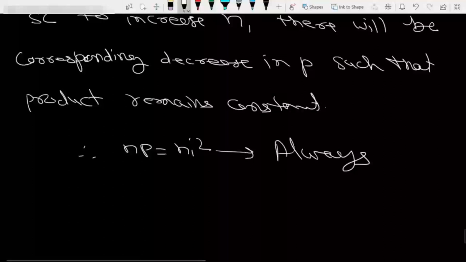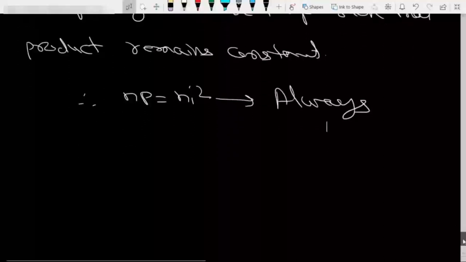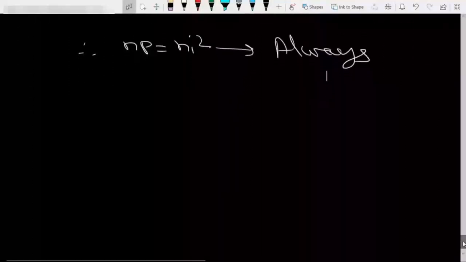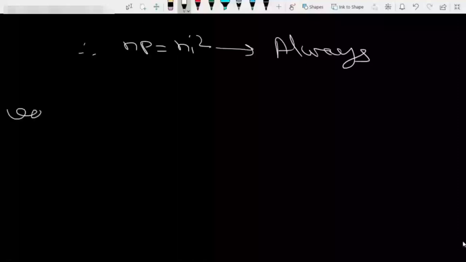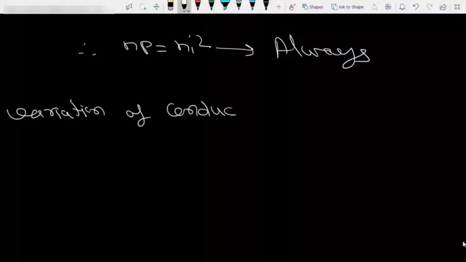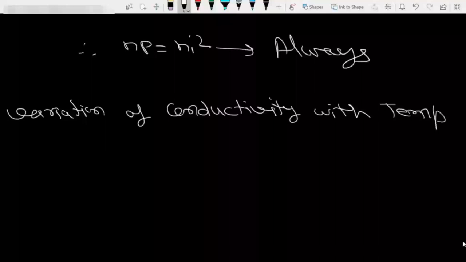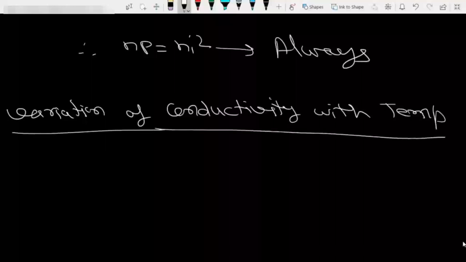So now we know the number of electrons and number of holes in a semiconductor. So it's time to know the variation of conductivity with temperature in an intrinsic semiconductor.